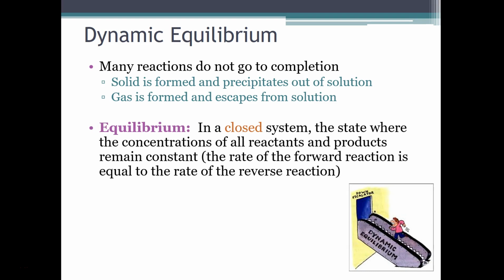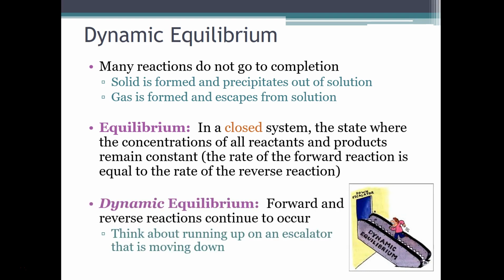Equilibrium is a state at which the concentrations of reactants and products remain constant, and the rate of the forward and reverse reactions will be equal to each other. Dynamic equilibrium just means that the forward and reverse reactions are happening, they're ongoing, but there's still no change in the amount of the reactants or products or the rates of the reaction. Think about it like running up an escalator that's moving down. The escalator is moving, you're moving, but there is no apparent change in your position because you are moving up at the same rate that the escalator is moving down.